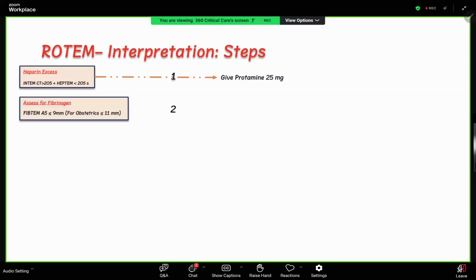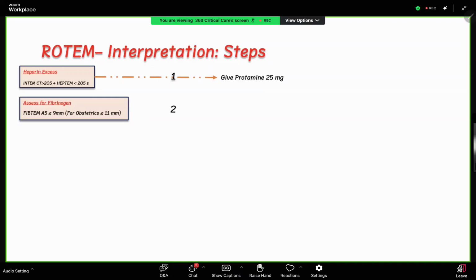The second step is you assess always fibrinogen. As I said, this is the most important stage, and fibrinogen is the most important and earliest factor that gets depleted during bleeding. So you have to first assess the fibrinogen.